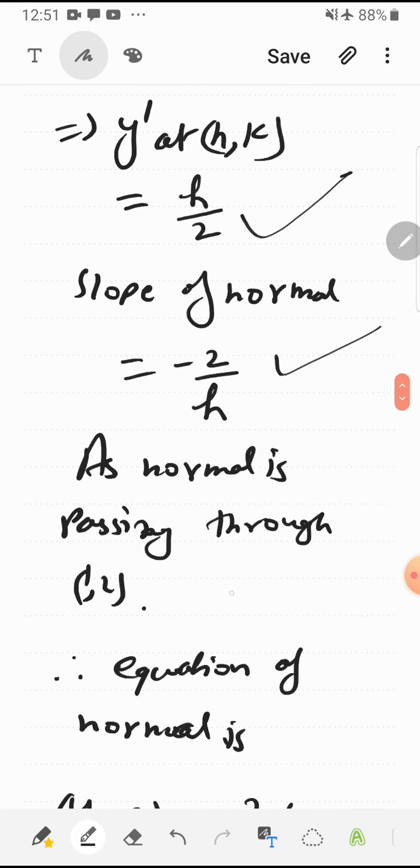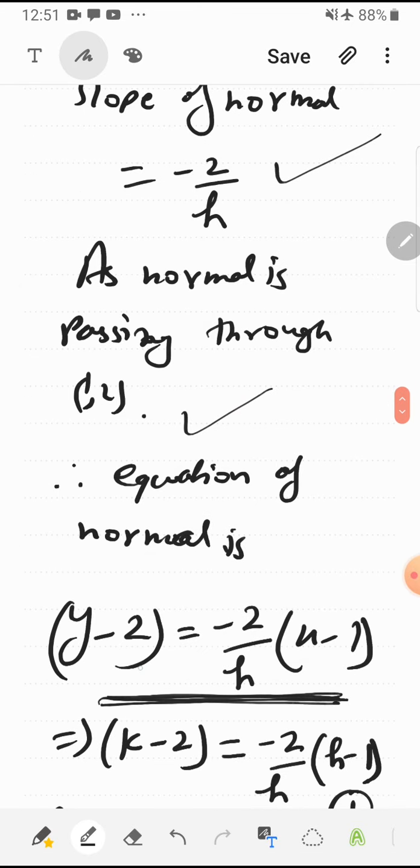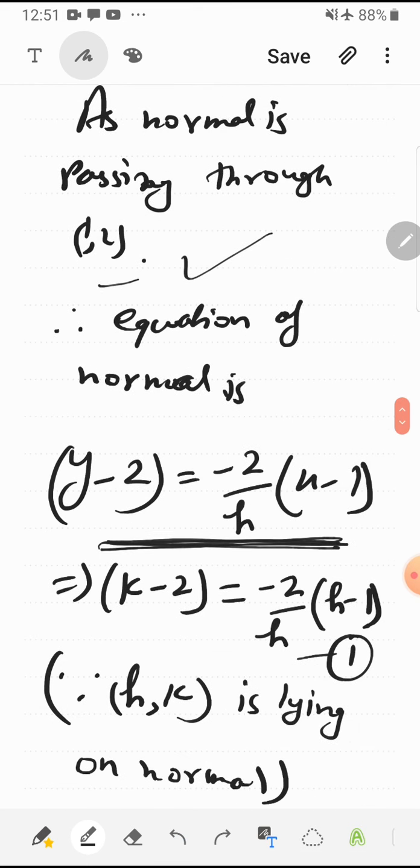As the normal is passing through 1 comma 2, the equation of normal will be y minus y1, which is 2, equals m into x minus x1. Also, this h comma k is the point of contact, so I am putting x and y as h comma k, so that it becomes k minus 2 equals minus 2 by h into h minus 1.